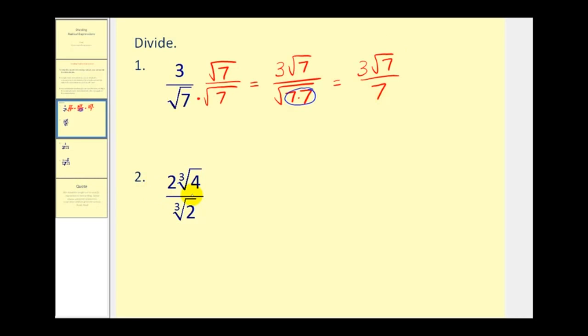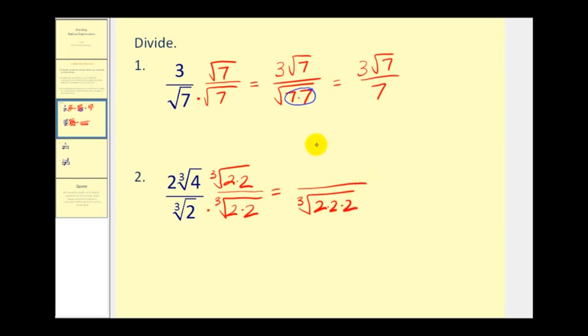Let's take a look at number 2. Notice we now have a cube root in our denominator. So we want this denominator to simplify perfectly, which means we need 3 factors of 2. So what we can do is multiply the denominator by the cube root of 2 times 2. Notice this will give us 3 factors of 2, but we must do the same in the numerator. So in the denominator we'd have the cube root of 3 factors of 2.